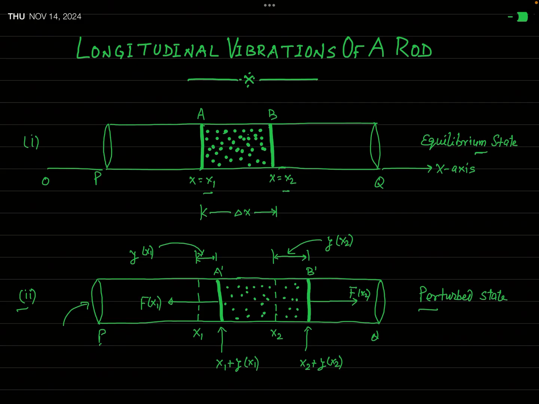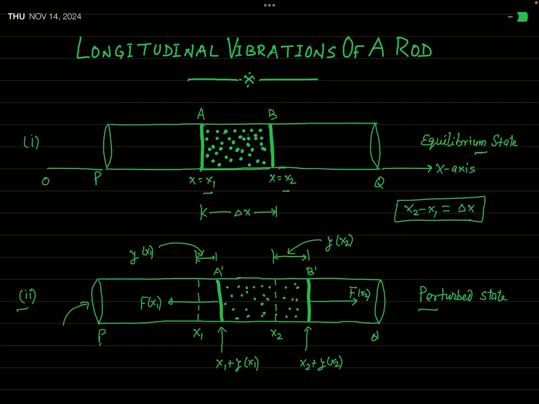So in undisturbed condition, what will be the length of the element which we have taken under consideration? That length will be simply equal to x2 minus x1, which we consider as delta x. Okay, so this delta x, which is x2 minus x1, is the original or undisturbed length of the element AB.